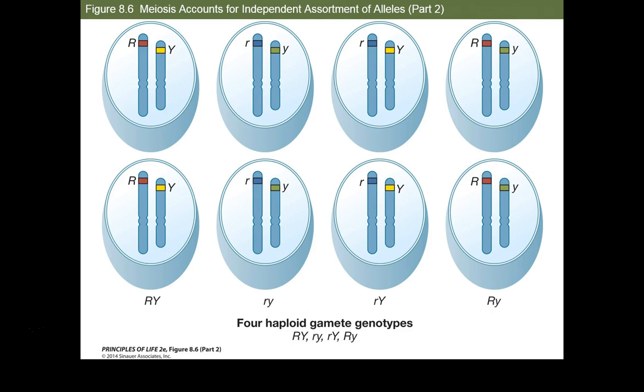At the end of meiosis, you will have 4 daughter cells. This diagram here shows different combinations that can play out. You have a cell with big R, big Y, little r, little y, little r, big Y. Well, you get the idea. You have all possible combinations between the R's and the Y's.